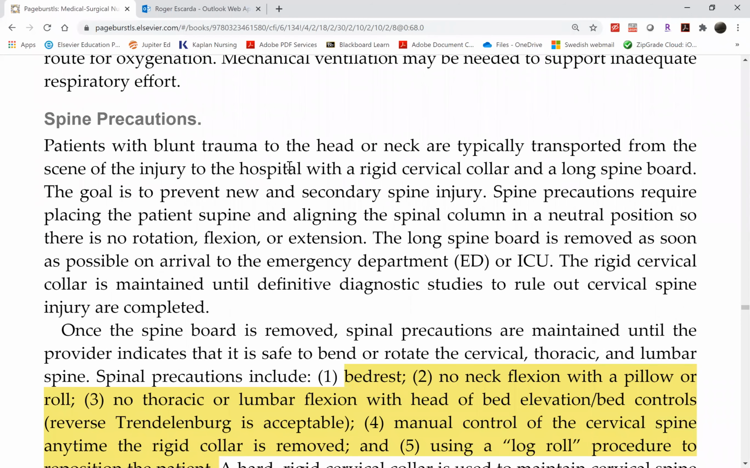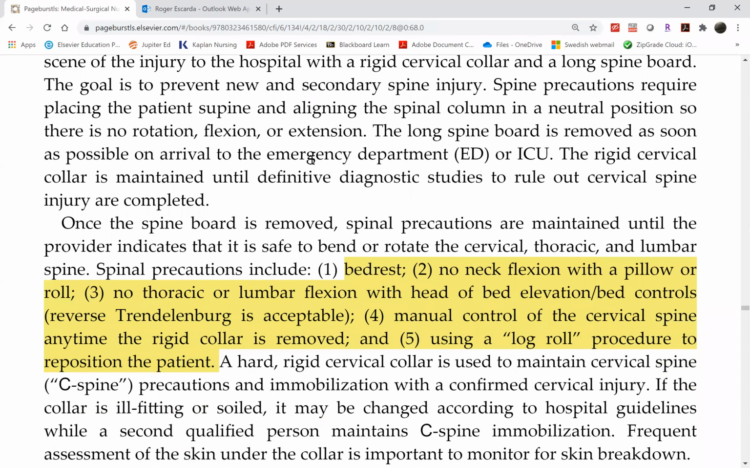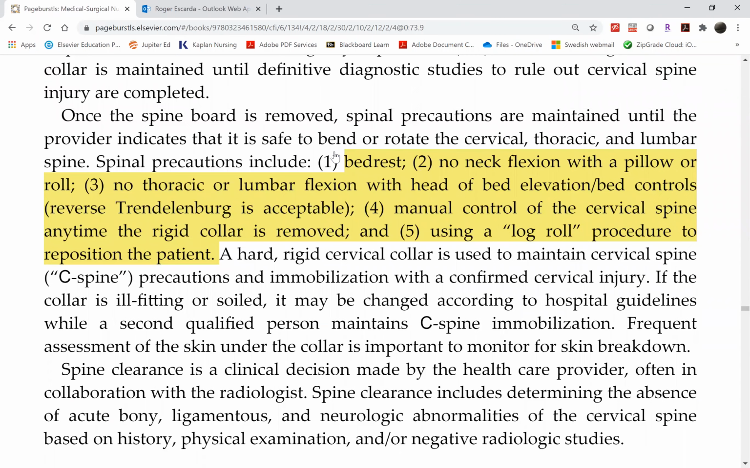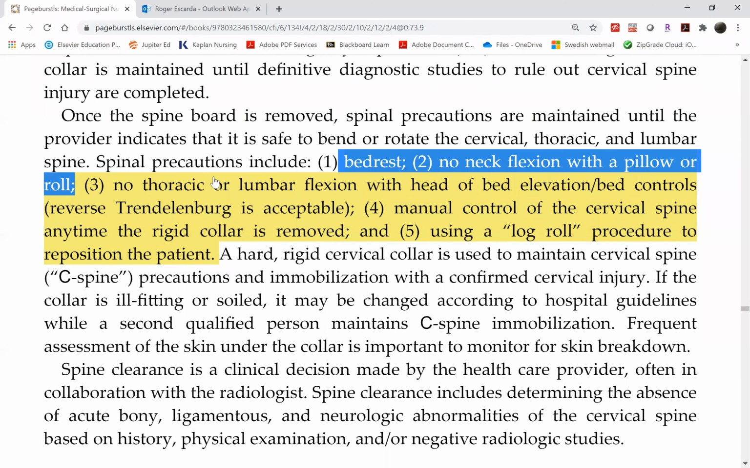it usually indicates poor prognosis. As I already mentioned earlier, we assume that the patient with brain injury also has spinal cord injury. So you institute this as a precaution. When you receive the order, what does spinal precautions mean? That means you put the patient on bed rest. They're not allowed to be out of bed. No neck flexion, so the patient will have a rigid neck collar. No thoracic or lumbar flexion, meaning the patient will be flat on bed.